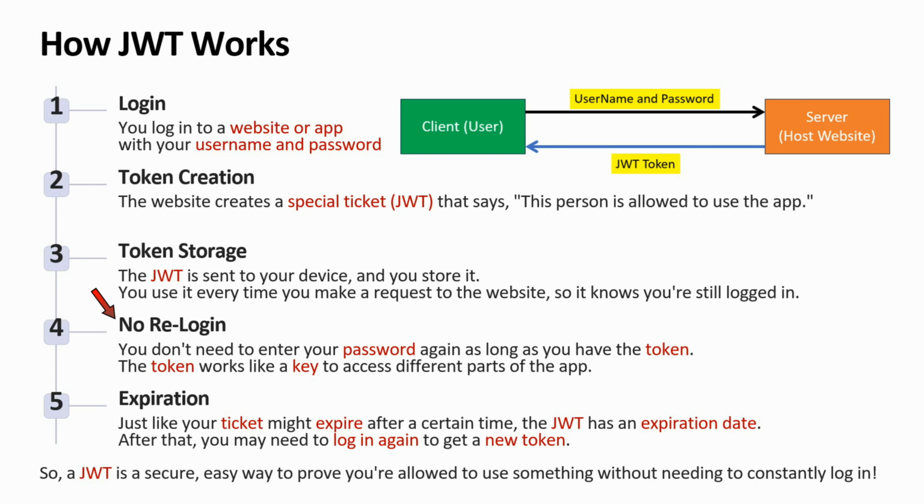The token works like a key to access different parts of the application. Just like your ticket might expire after a certain time, the JWT has an expiration date. After the expiration date, you may need to log in using your username and password again to get a new token. So JWT is a secure, easy way to prove you are allowed to use something without needing to constantly log in.